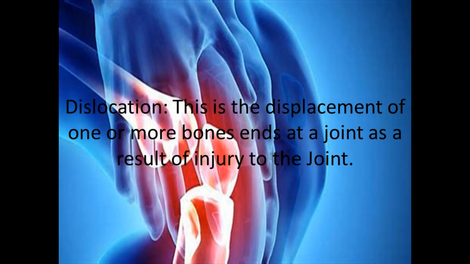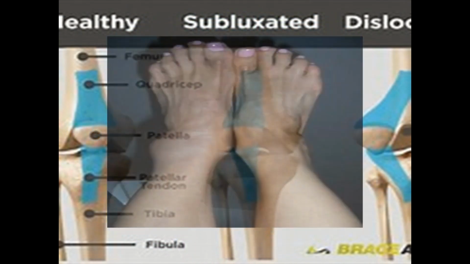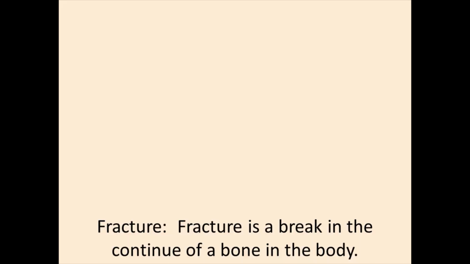The next one is dislocation. Dislocation is a displacement of one or more bones at a joint. Now, when a bone end leaves its position, it results in dislocation. As you can see, the right is the normal leg, while the left is the dislocated one. The bone has shifted to the left side, and the ankle is swollen.